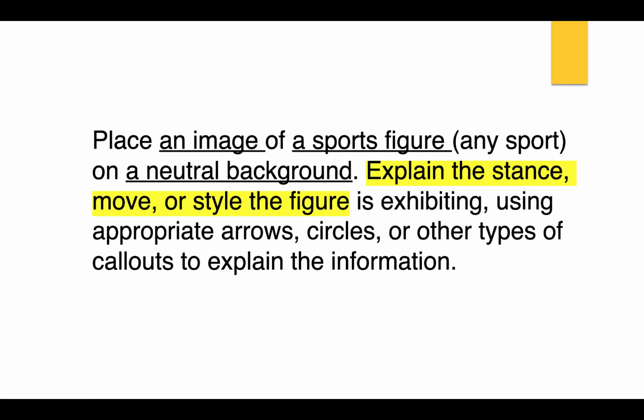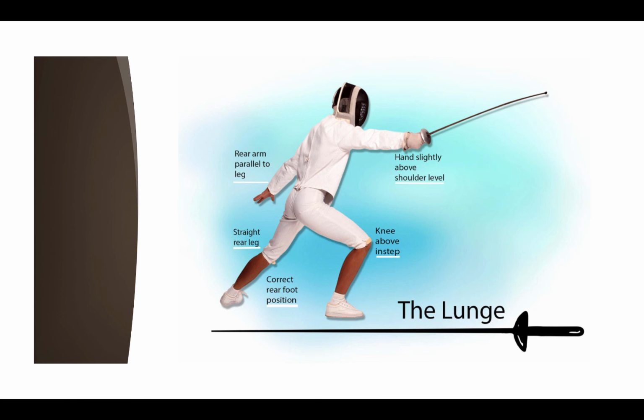Because today we learned visual hierarchy, now let's do an exercise to practice it. Place an image of a sports figure on a neutral background. Explain the stance, move, or style the figure is exhibiting. Use callouts to explain the information. So feel free to find any image you prefer and use a proper background and use shapes or dialogue bubbles or anything to explain this sport in more detail. Here's just an example of what I did.